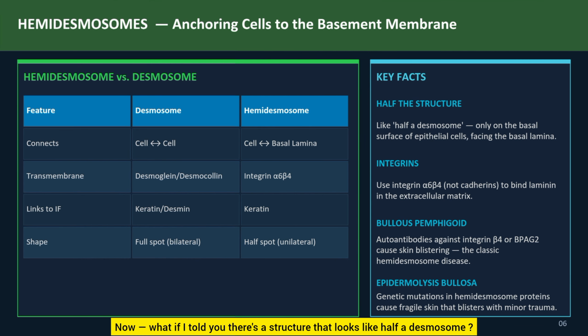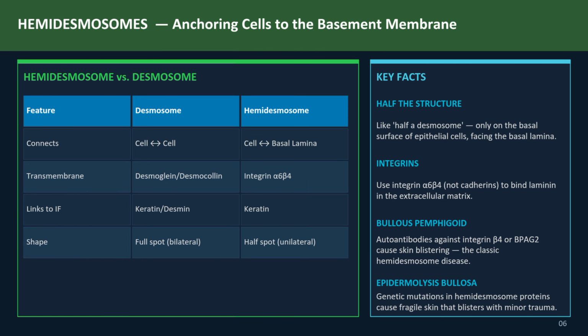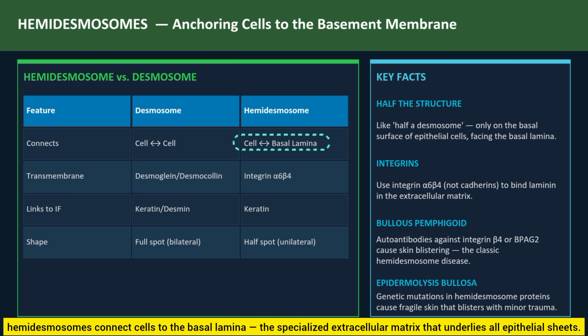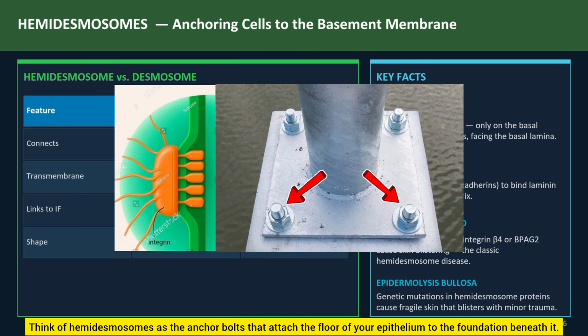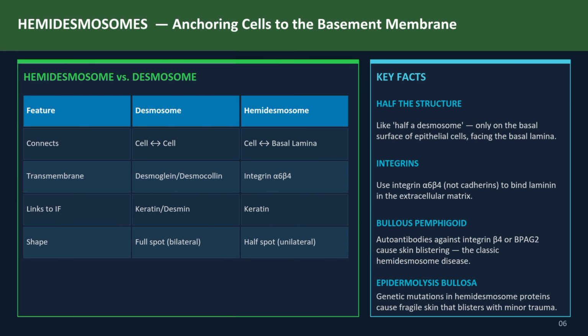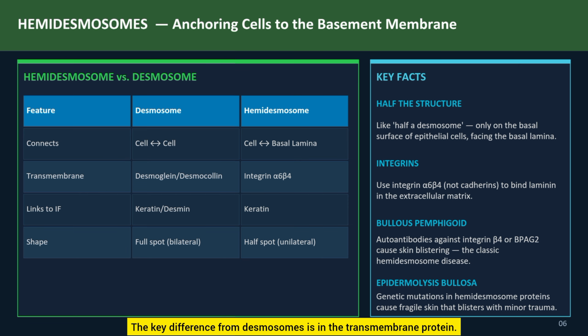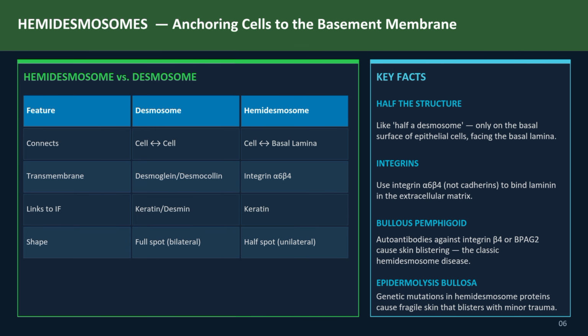Now, what if I told you there's a structure that looks like half a desmosome? That's exactly what a hemidesmosome is. While desmosomes connect cell to cell, hemidesmosomes connect cells to the basal lamina, the specialized extracellular matrix that underlies all epithelial sheets. Think of hemidesmosomes as the anchor bolts that attach the floor of your epithelium to the foundation beneath it. The key difference from desmosomes is in the transmembrane protein.